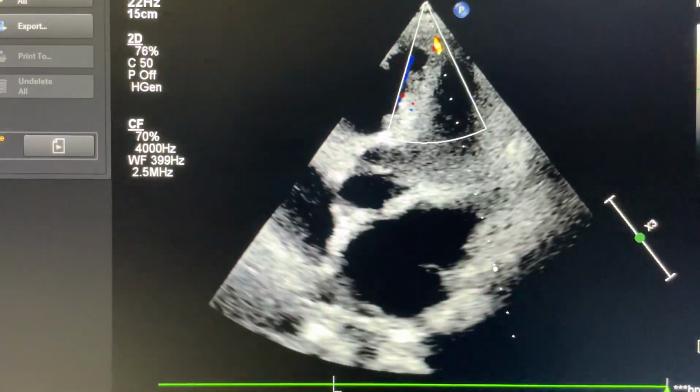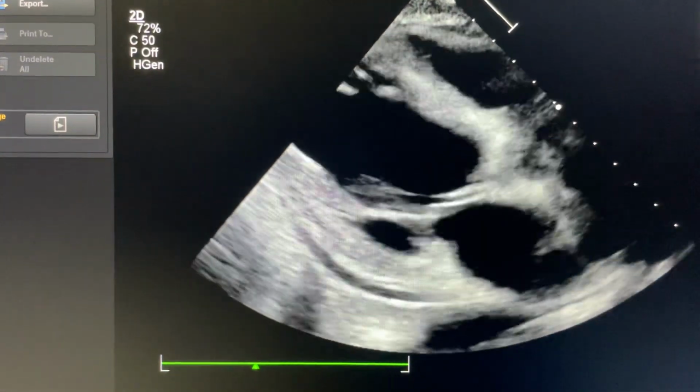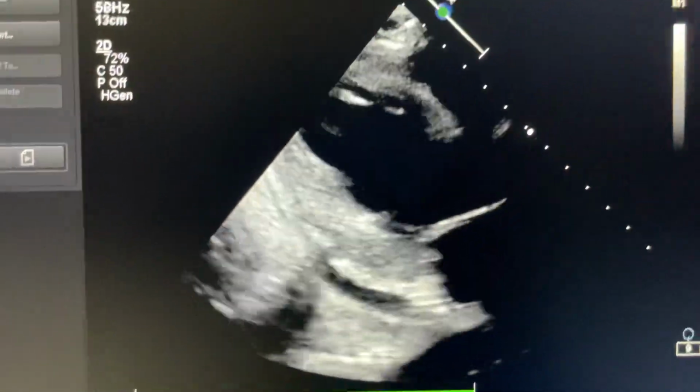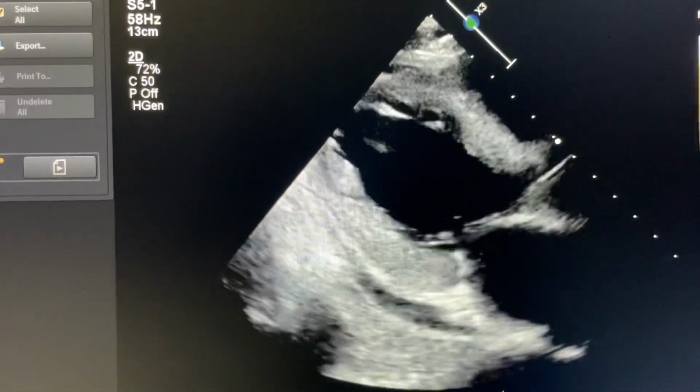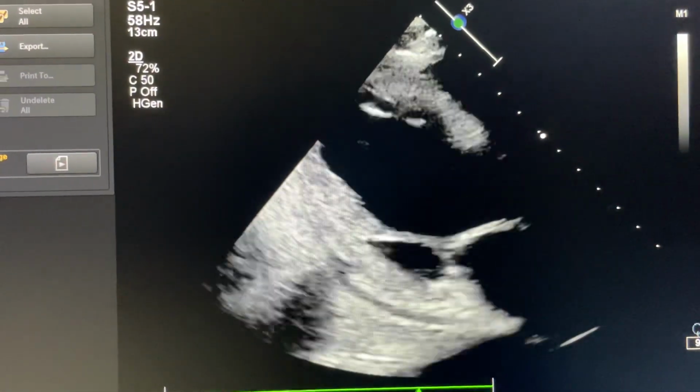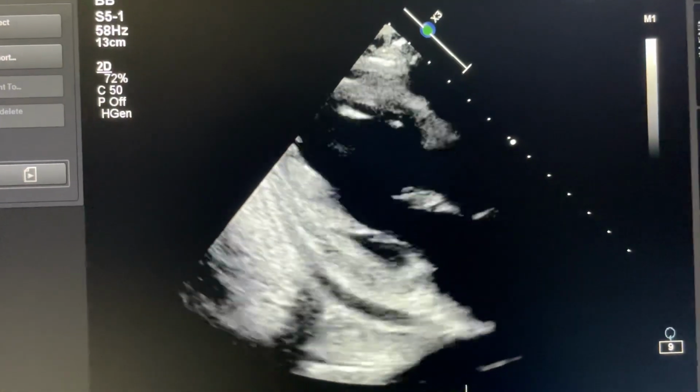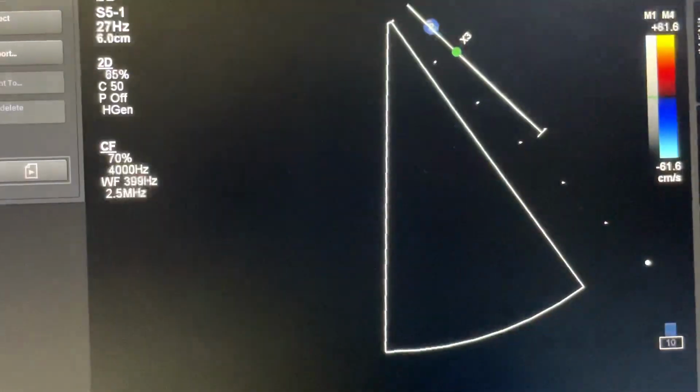All chambers are enlarged. You can see the apical portion of left ventricle. Obviously apical portion looks hypokinetic in this parasternal long axis view.